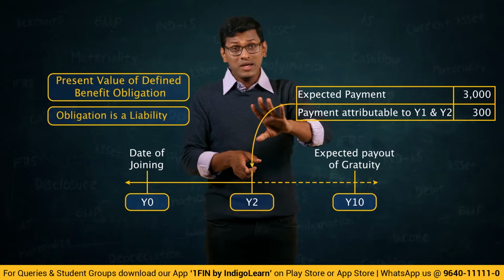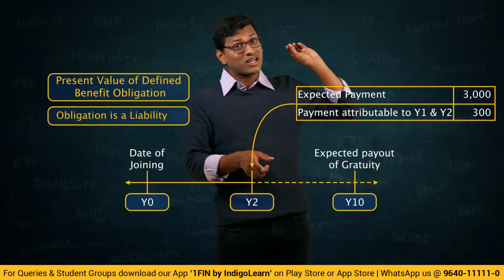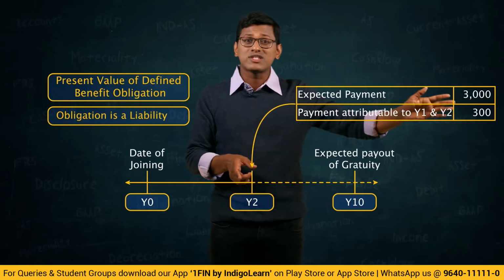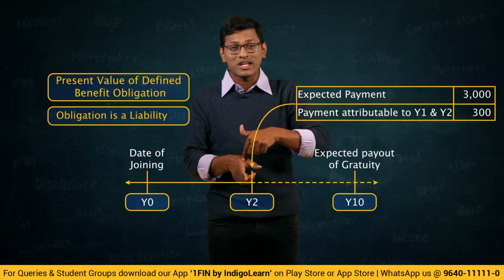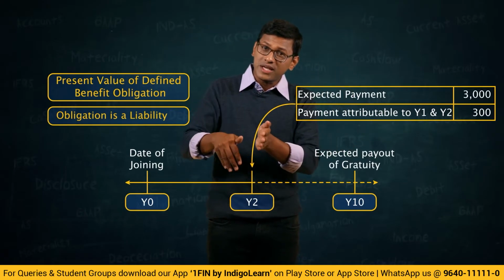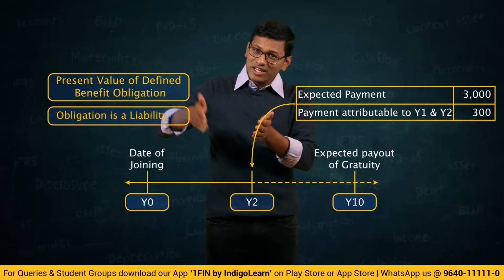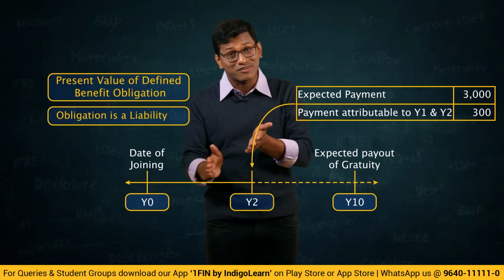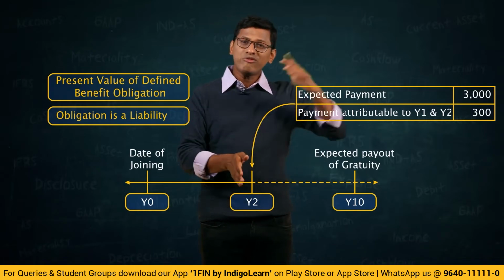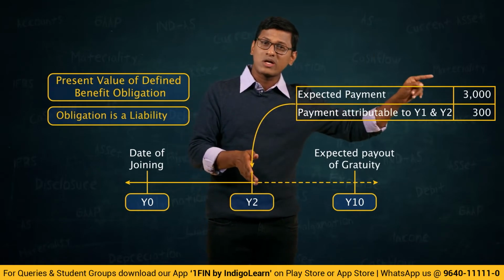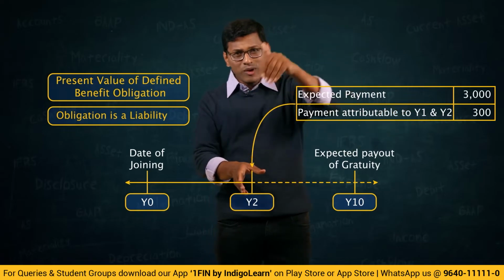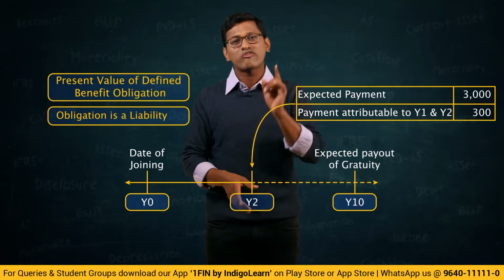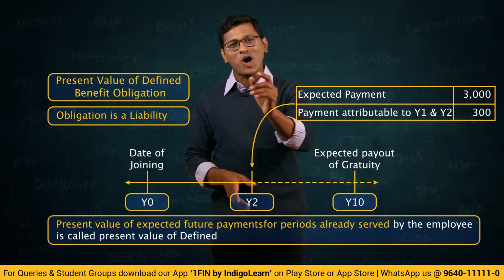Listen, maybe at the end of 10 years totally 3000 will be paid to the employee, but that extra amount is for the future services that we are not discounting today. So, for the current period and prior periods, for year 2 and year 1, whatever is the period that is already served, for that period, if 300 is the amount going to be paid to the employee in future, the present value of that is what is called present value of defined benefit obligation.